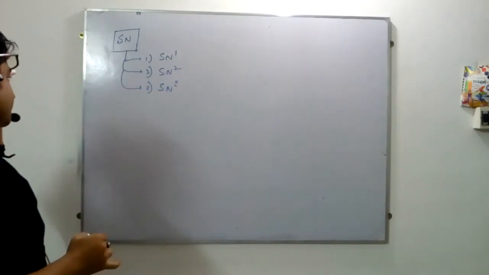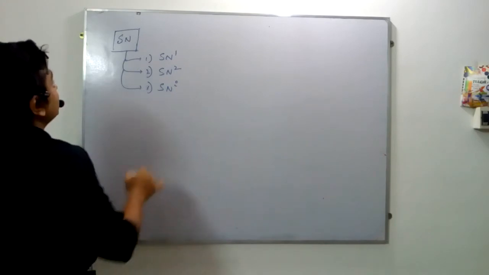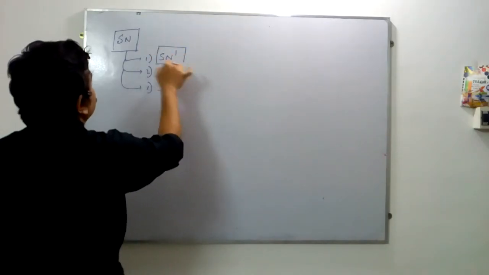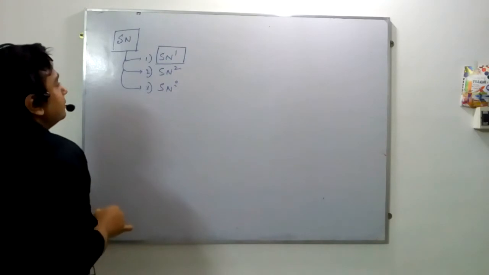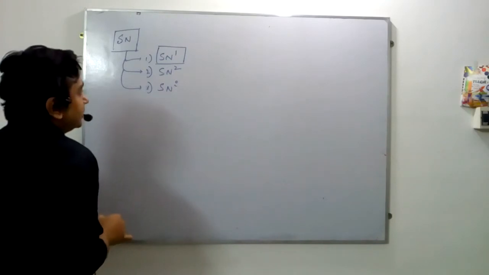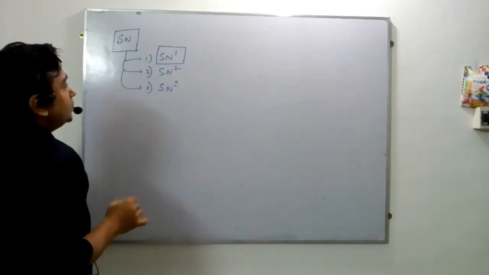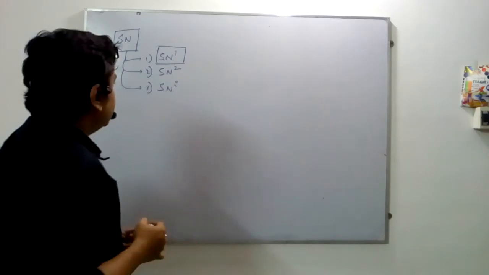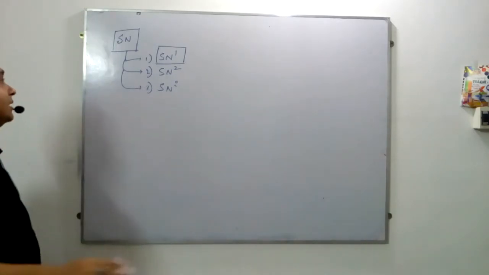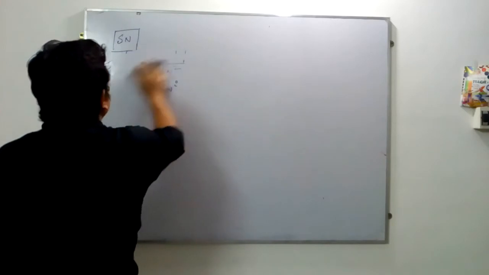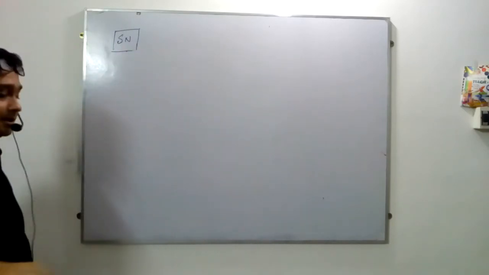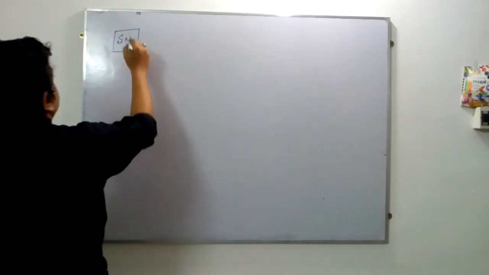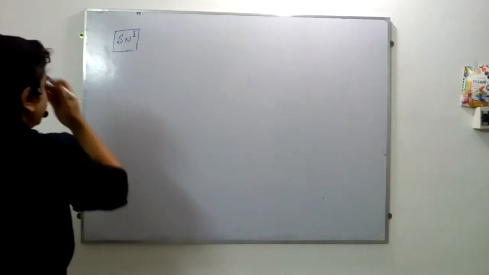Okay, higher intermediate formation. Now what about this SN1 stands for? SN1 means unimolecular. It means the molecularity of the reaction is 1. So first of all we will see SN1, then we will see SN2, and likewise we will go on completing our syllabus. So first of all we will see the SN1 reaction.